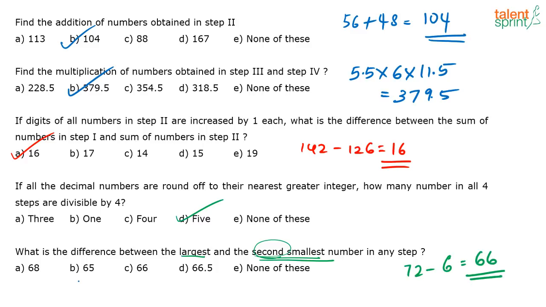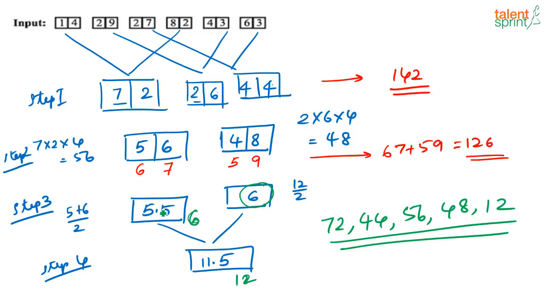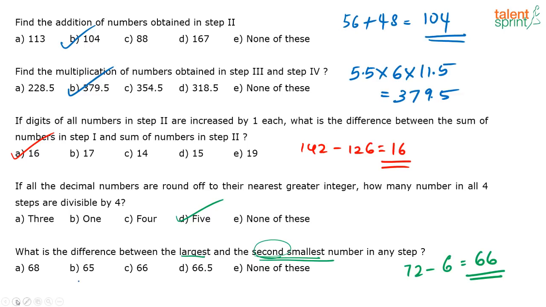See, in a hurry, a lot of you will find the difference between the largest and the smallest number. What is the smallest number here? It is 5.5. So when you do 72 minus 5.5, you will get 66.5, which is there in the options, right? Don't do that. That is a mistake we make. When you are reading the question in a hurry, you can make that mistake. So don't do that.